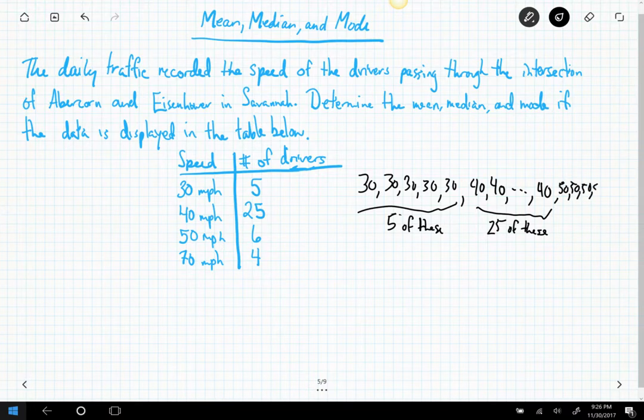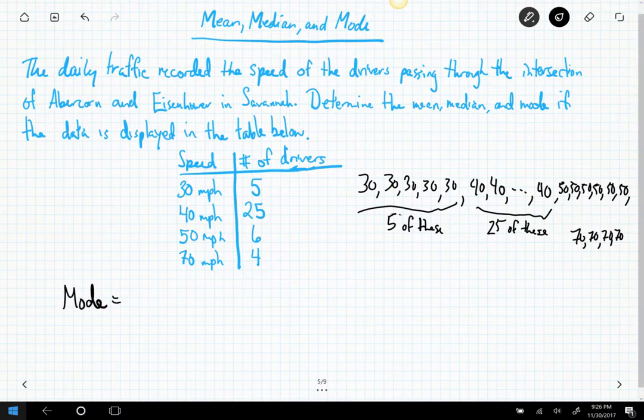I can write this one out because there's only 6 of them. And then finally 70, 70, 70, 70. Okay? So there's 6 50s and 4 70s. So now you could do these one by one, but it's a lot easier to just use some properties we know. First off, the mode.